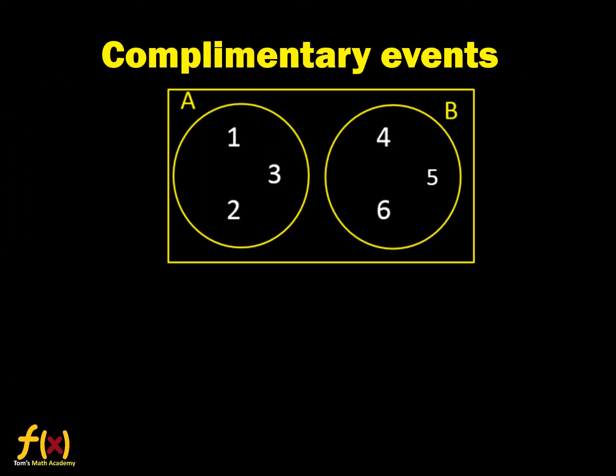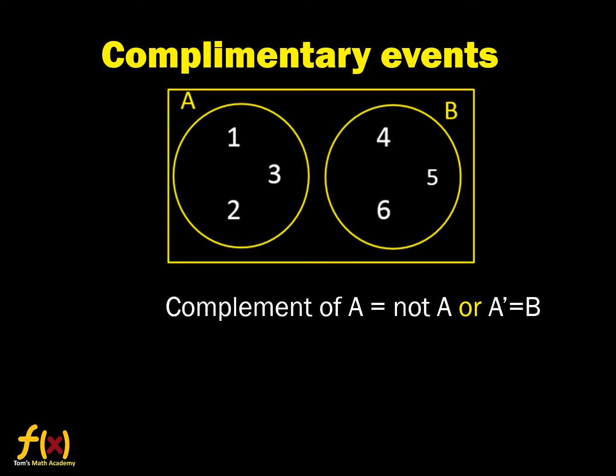Complementary events. What is that? You can notice that if you take A, what is not in A is in B. So A or B gives the whole sample space. Now complement of A, what is the meaning? It is not A. Elements not in A is the complement of A. Even in this diagram we can easily understand that it is in B. So we have another notation: complement of A is A dash.